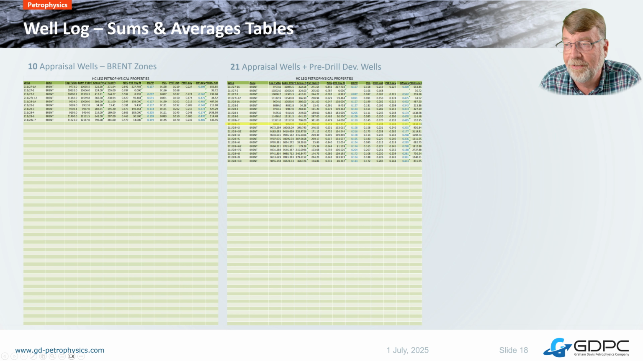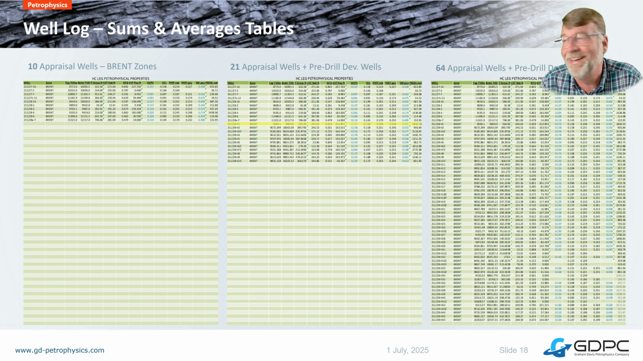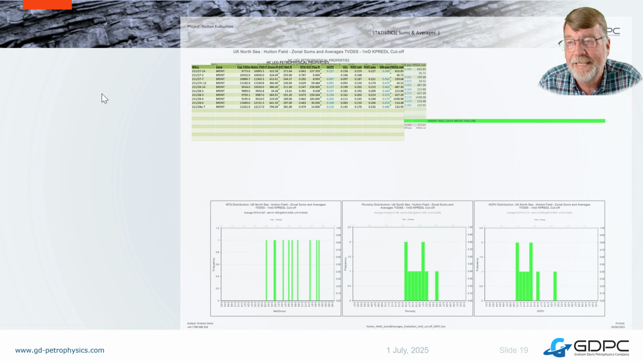And then we're going to look at the final answer with 65 wells worth of data here, and see whether we can predict the range of average properties for the field as a whole using these data sets from these 10 first appraisal wells. Okay, so we're going to take these sums and averages.